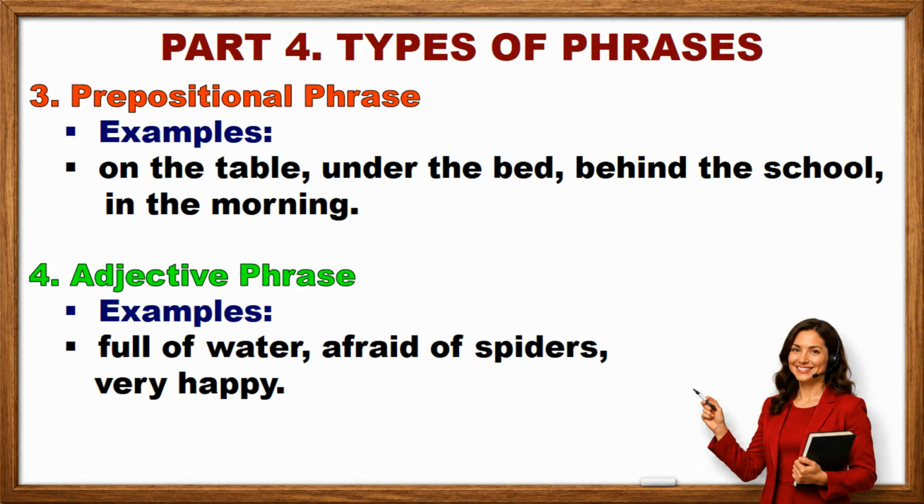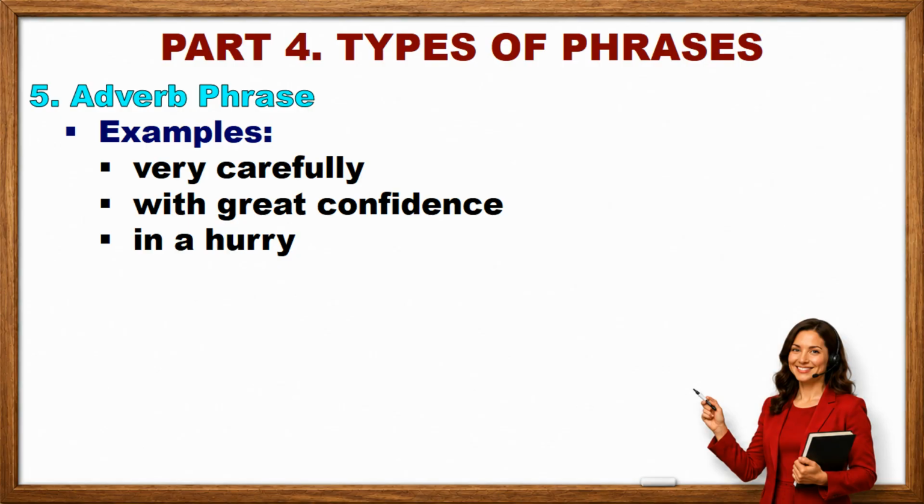4. Adjective phrase. Examples: full of water, afraid of spiders, very happy, etc. These describe nouns. 5. Adverb phrase. Examples: very carefully, with great confidence, in a hurry, etc. These describe verbs, adjectives, or other adverbs.